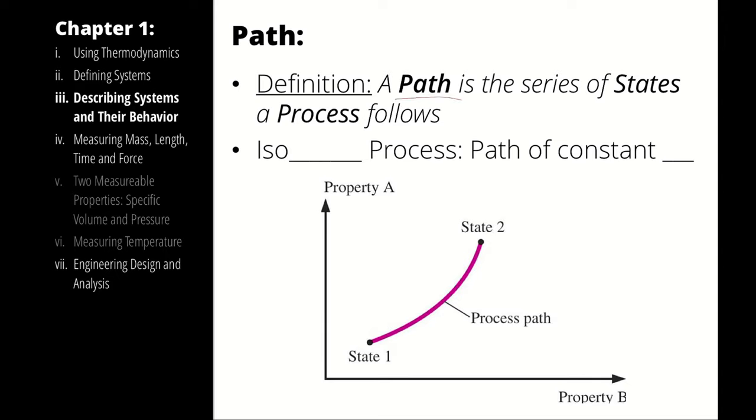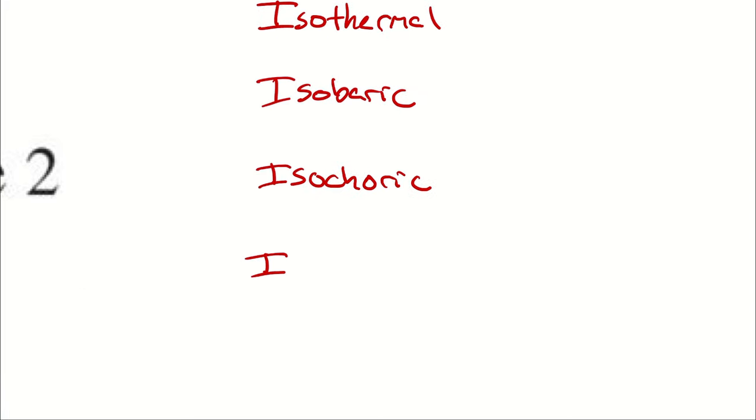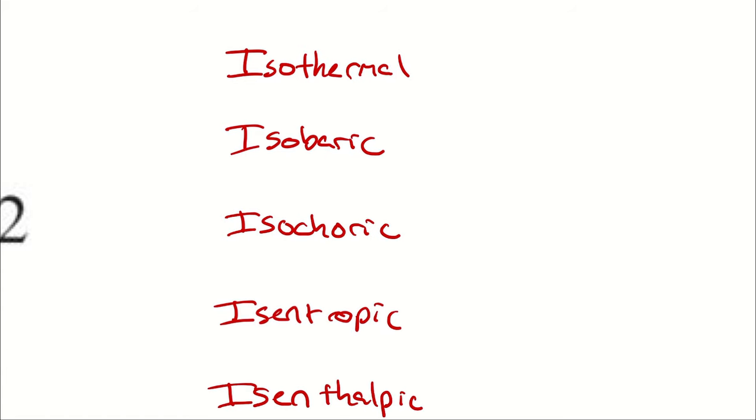Some of the common process paths that we define are isothermal processes, isobaric processes, isochoric processes, isentropic processes, isenthalpic processes, etc. And when you see a type of process described as being iso and then something, that's just a way of saying that that property is constant. So an isothermal process is a process that occurs with a constant temperature.